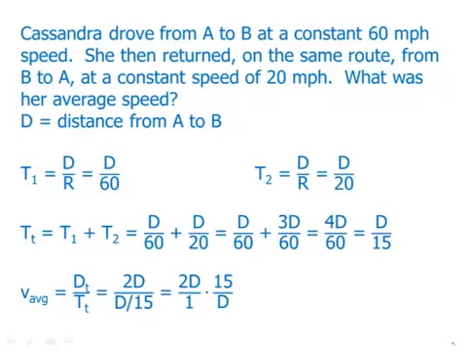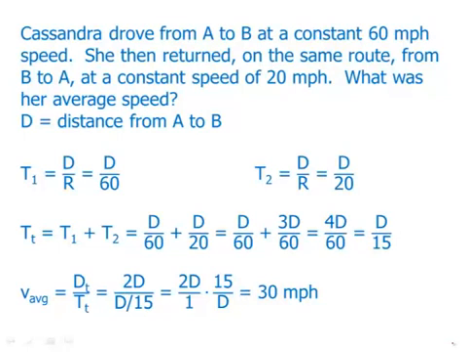in the denominator, 15 over d. Notice the d's cancel, and this would always be true. If you pick a variable for the distance, it will always cancel. And what we get is 30 miles an hour, and that is the correct average speed.